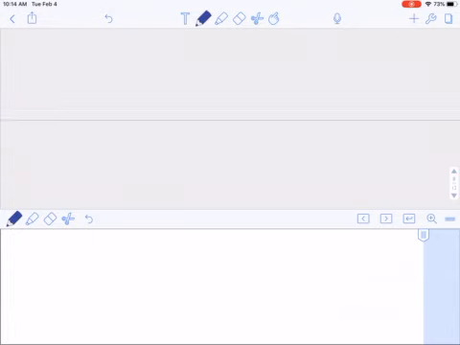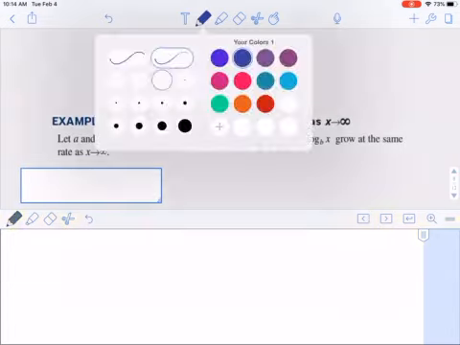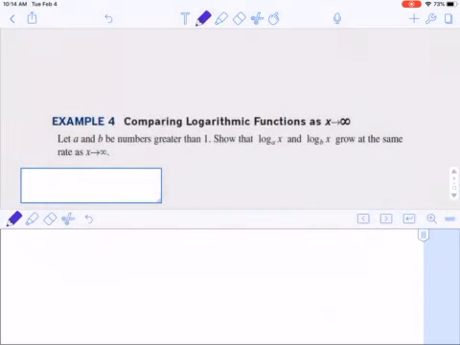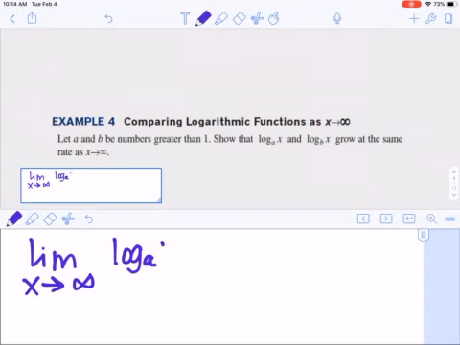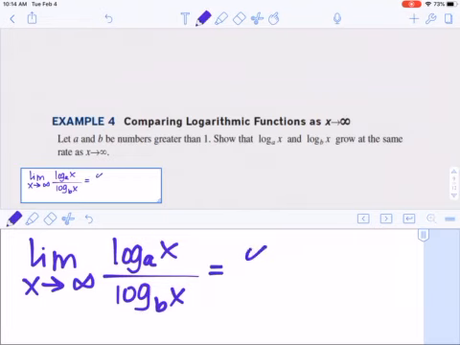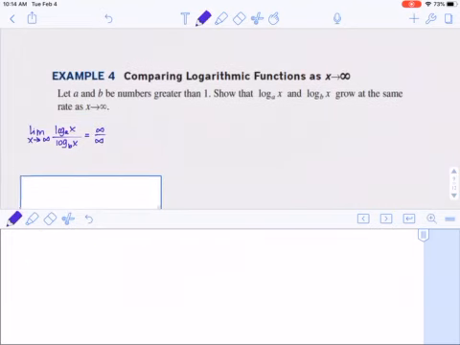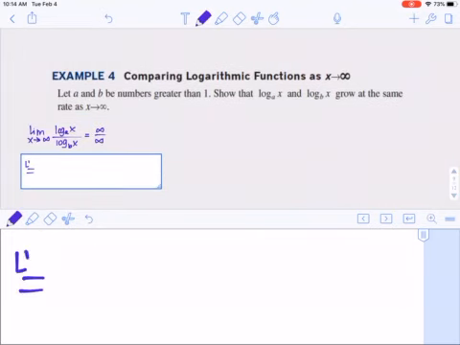Likewise, in example 4, the problem here now is let a and b be numbers greater than 1, show that log base a of x and log base b of x grow at the same rate as x goes to infinity. So I'm going to do the limit as x goes to infinity of log base a of x over log base b of x. As x goes to infinity, we do know how this acts, right? Logarithmic growth is slow, but it is growth. So in the long run, this is an infinity over infinity situation, and so it is L'Hopital eligible.